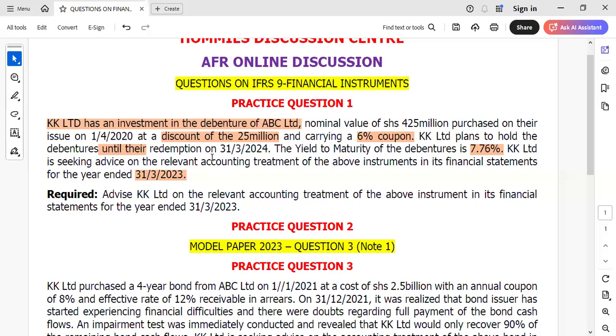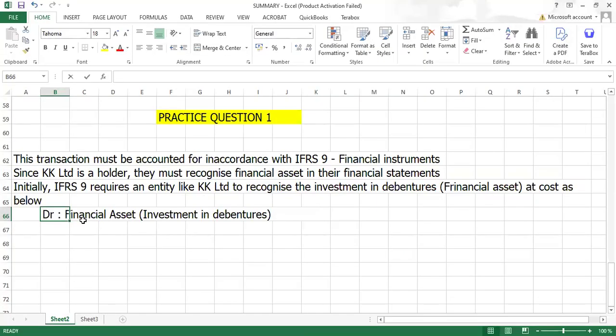Actually, we don't have the transaction cost, so there is no need of that, but we have a discount. You could just get your cost or the fair value or the price paid, then plus the transaction cost. But here we don't have the transaction cost. So you will simply get the 425 million, then minus the discount. Then here you'll be in a position to get how much? That is 400 million. That will be your financial asset.